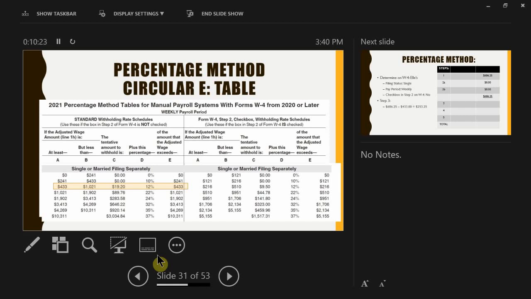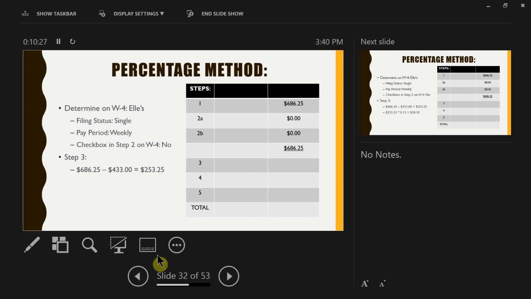Well, let's take a look, right? If the government gets to let us keep the $433, what you're going to do is take your adjusted gross earnings and subtract out what the government lets you keep. So in this case, we found that bracket, which is the $433.